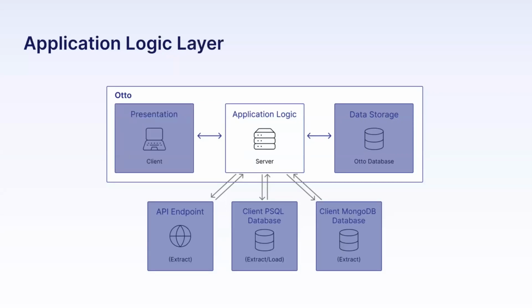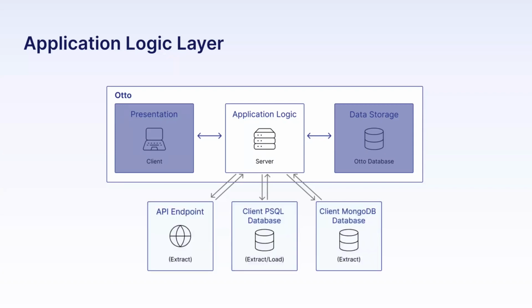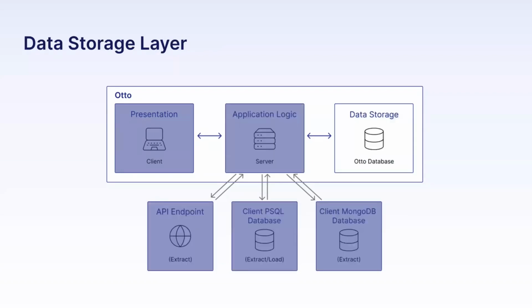The application logic layer contains the business logic and core functionality of the application. Some responsibilities include processing user inputs from the client, transforming extracted data, and managing the flow of information between the client and the database. This layer is also responsible for extracting data from API endpoints or databases and loading transformed data into our target database. Our application logic is implemented using the Express framework.